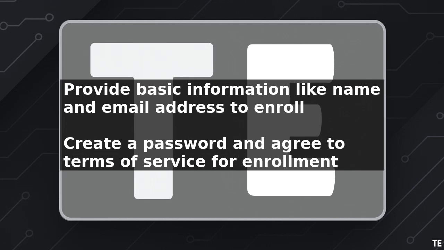To enroll, you will need to provide some basic information, including your name, email address, and phone number. You will also need to create a password and agree to the terms of service. After enrolling, you will receive a verification code to confirm your identity. After verifying your identity, you can start using Zelle to send and receive money.